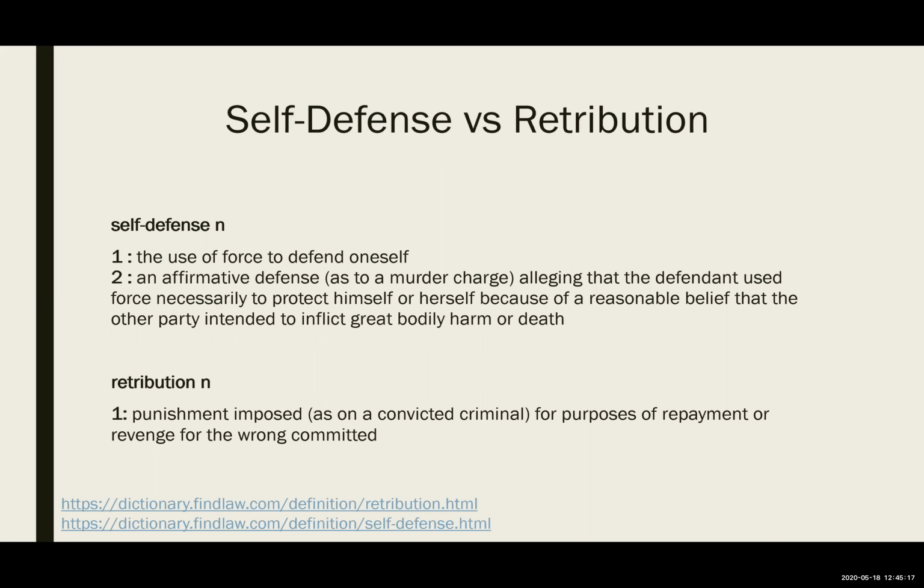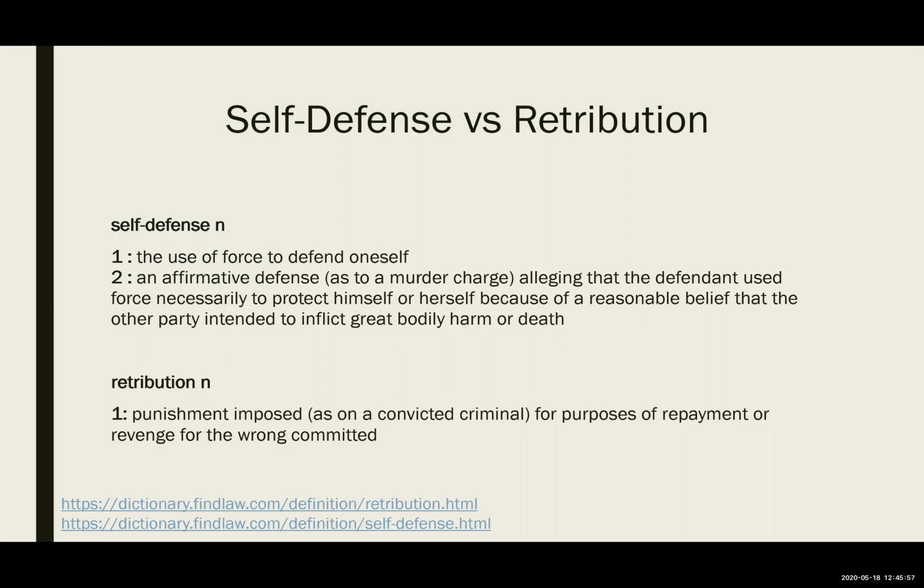So first, let's start with potentially the most important definitions in the self-defense legal world, self-defense versus retribution. So our definition of self-defense here is the use of force to defend oneself. That seems pretty self-explanatory. However, it turns to retribution when it's punishment imposed for purposes of repayment or revenge for a wrong committed. So there's a very fine line between self-defense and retribution and revenge, and that's what we want to be careful of. We don't want to cross that line, otherwise we're not going to be justified under the defense of self-defense.